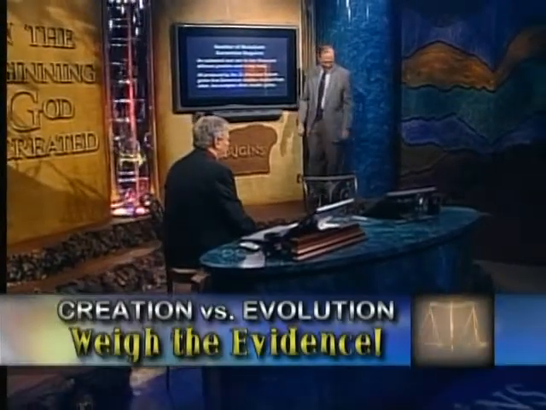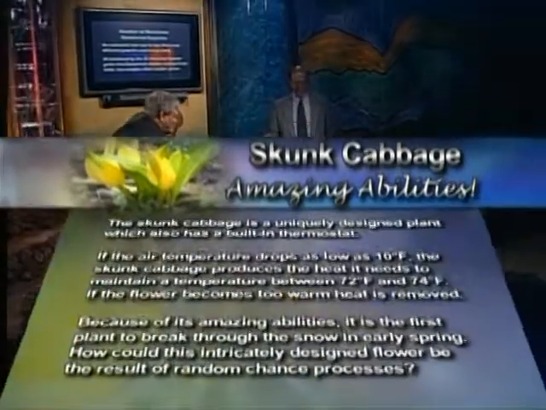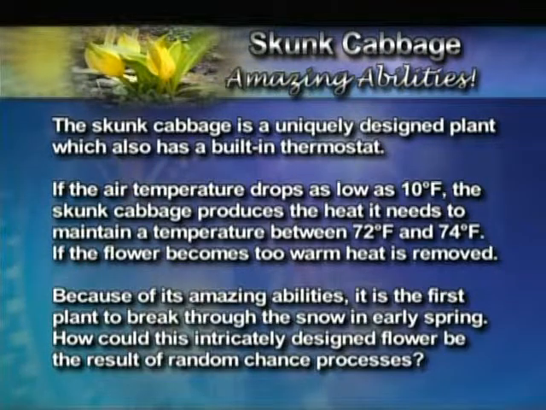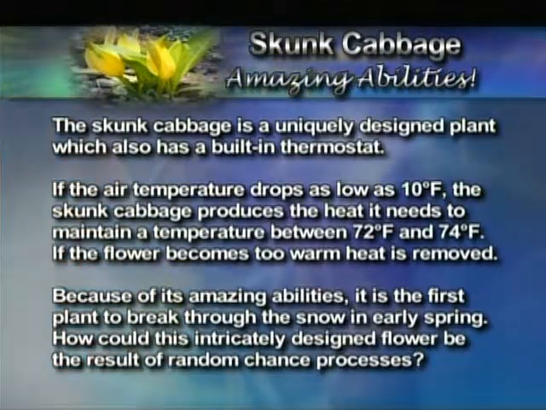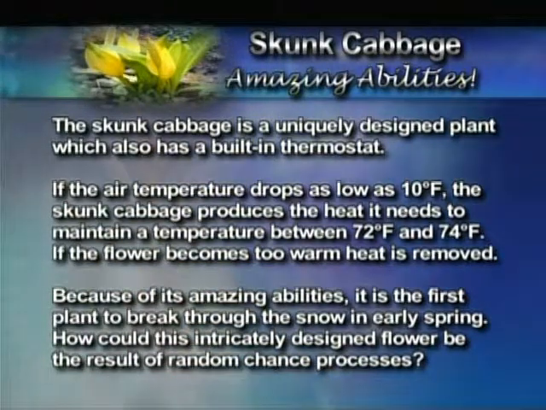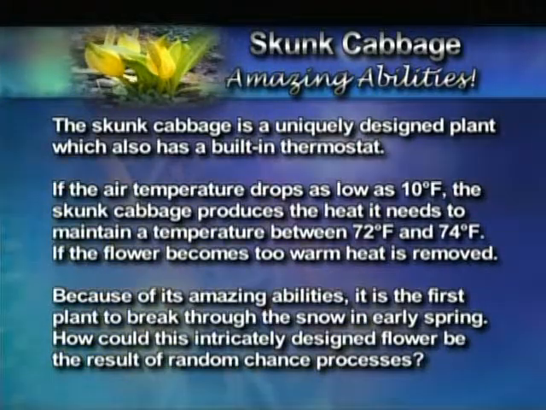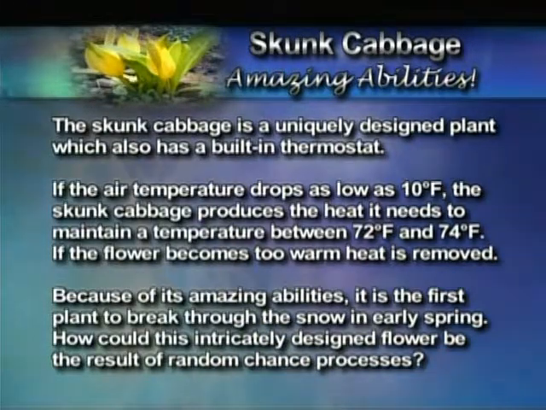Creation versus evolution. You weigh the evidence. Skunk cabbage. Amazing abilities. The skunk cabbage is a uniquely designed plant which also has a built-in thermostat. If the air temperature drops as low as 10 degrees Fahrenheit, the skunk cabbage produces the heat it needs to maintain a temperature between 72 and 74 degrees. If the flower becomes too warm, heat is removed. Because of its amazing abilities, it is the first plant to break through the snow in early spring. How could this intricately designed flower be the result of random chance processes?